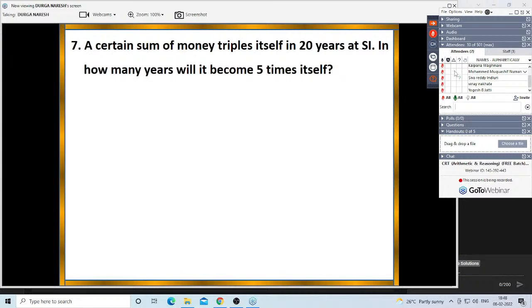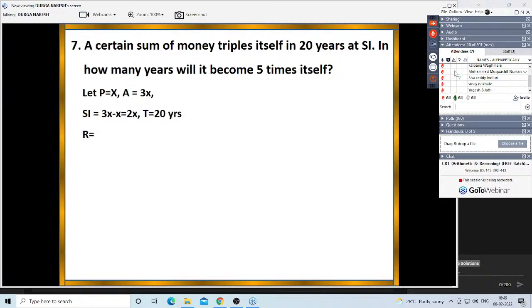Did you remember the formula directly? Otherwise, there is the regular method. The principal value is x, so the amount will be triple, nothing but 3x, in 20 years. If I give x and you pay 3x to me, that extra 2x is interest. All these problems relate to only simple interest.